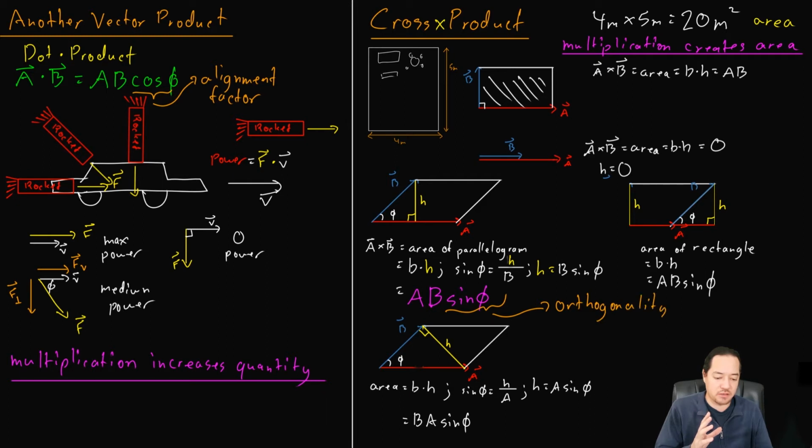orthogonality factor, where it goes to a maximum when vectors A and B are orthogonal to each other, and it goes to 0 when they are parallel, because when they are parallel, you're going to get 0 area, and when they are orthogonal, you're going to get the maximum area, and anywhere in between, the area gets smaller because your parallelogram shrinks down as it collapses. So this is just an interesting way of seeing how cross product and dot product are kind of complementary views of multiplying vectors together.